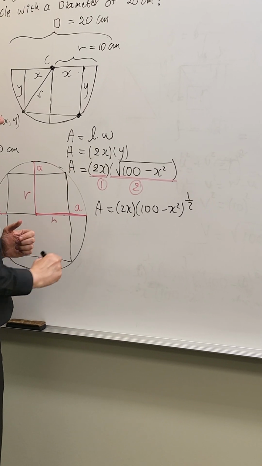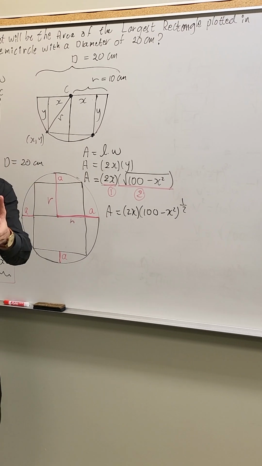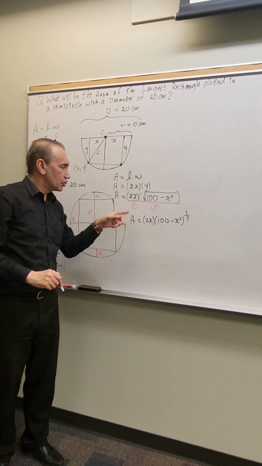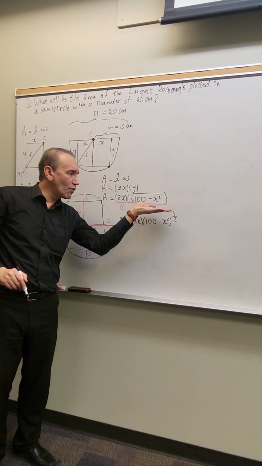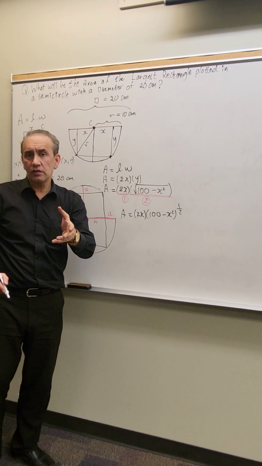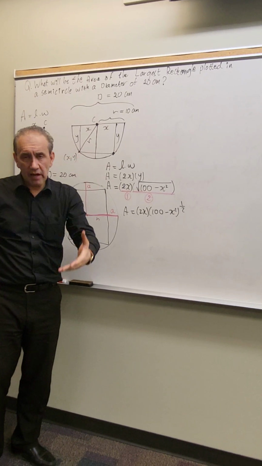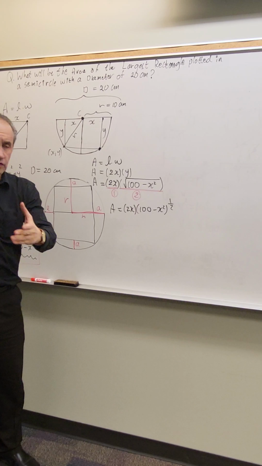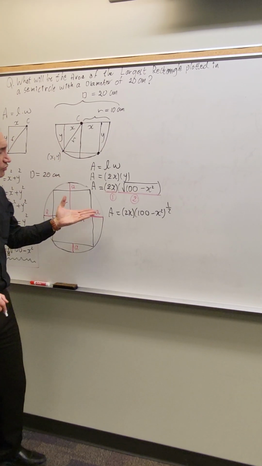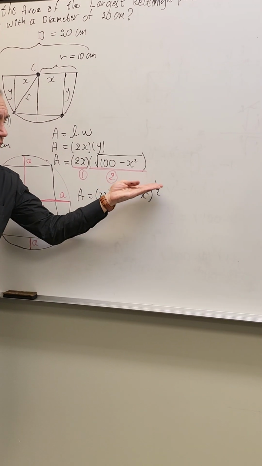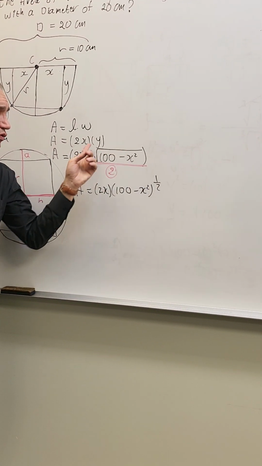Since I have this relation, I now need to take the derivative of the area with respect to the variable x, because I have only one variable in the equation of the area, and that's a major equation. We would like to see the largest area of the rectangle, or the area of the largest rectangle inside the semicircle. So the area can be written as 2x times (100 minus x squared) to the power of 1/2. I replaced the square root by the power 1/2.